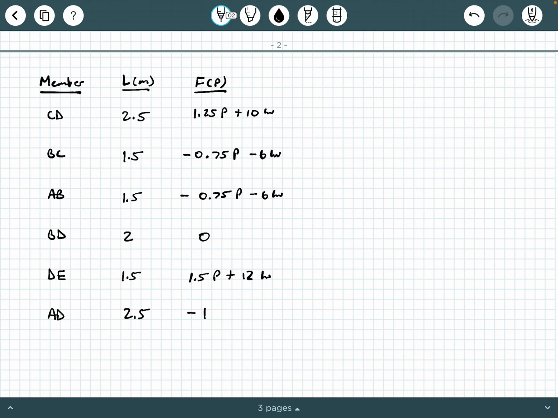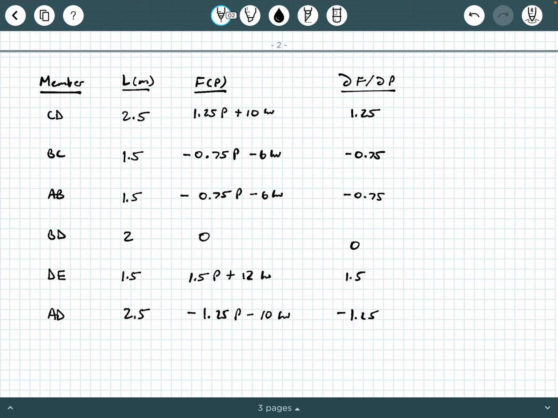So we got the last one here, minus 1.25 P minus 10 kilonewtons. Okay, now Castigliano's method tells us we need to take the partial derivative of these force functions with respect to the variable load P. So here I'm going to make another column. I'm going to say dF dP, okay? This is a partial derivative with respect to P, which means that P is the variable that we're taking a derivative with respect to. So these partials will come out as 1.25, minus 0.75, minus 0.75, 0, 1.5, minus 1.25.